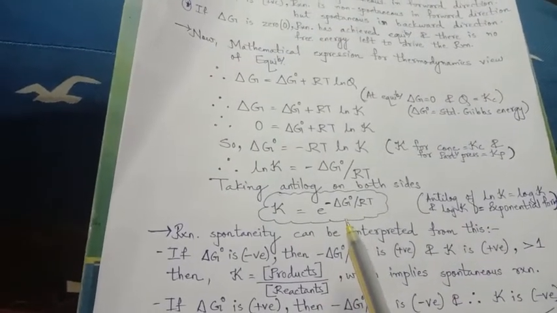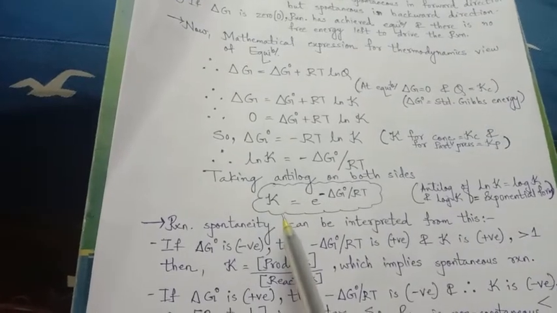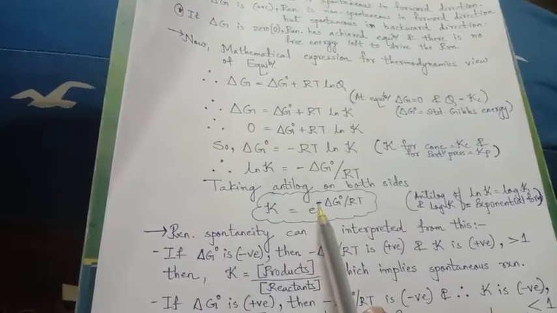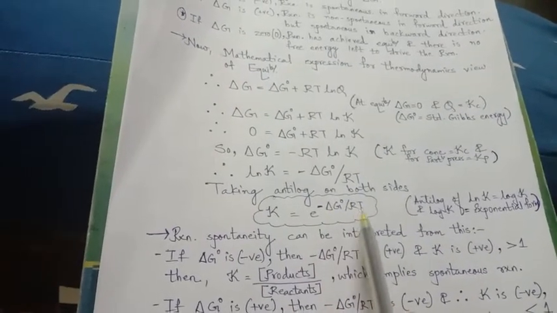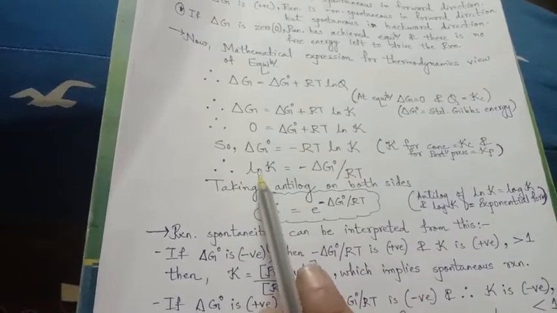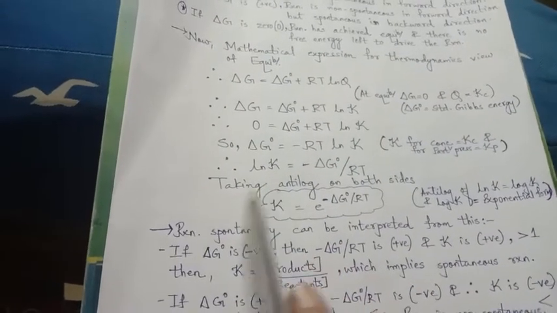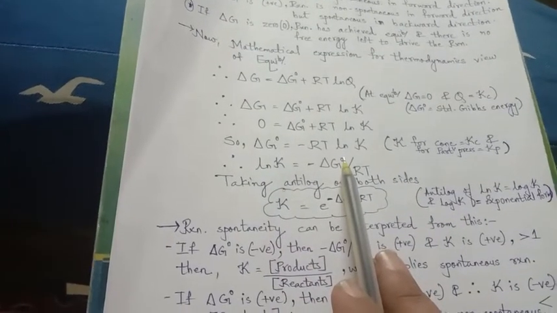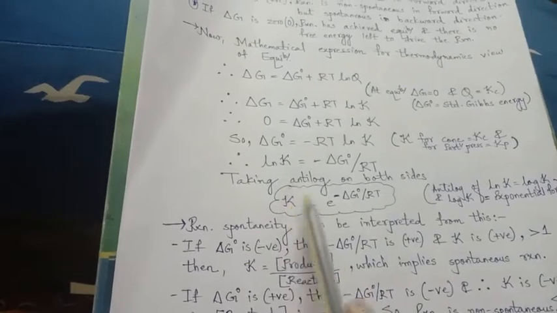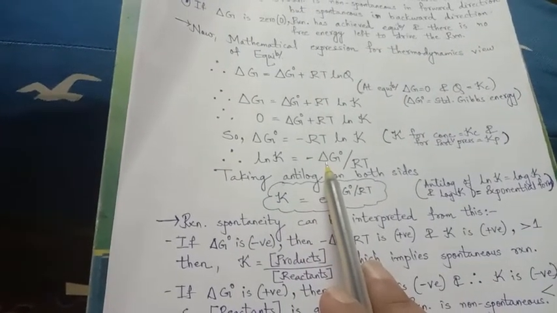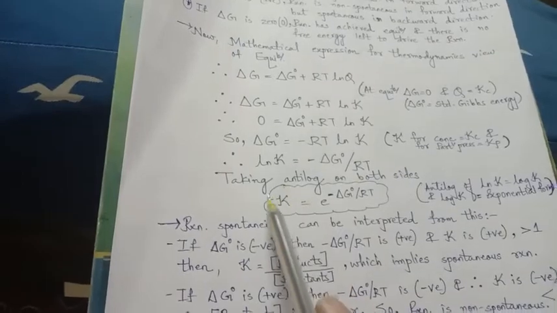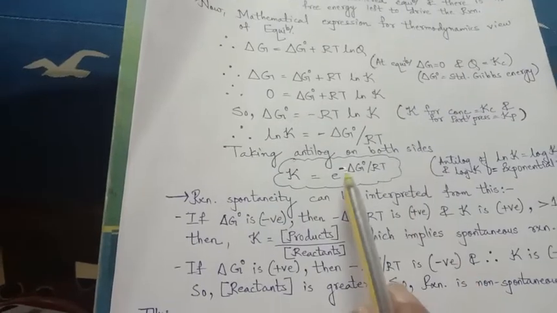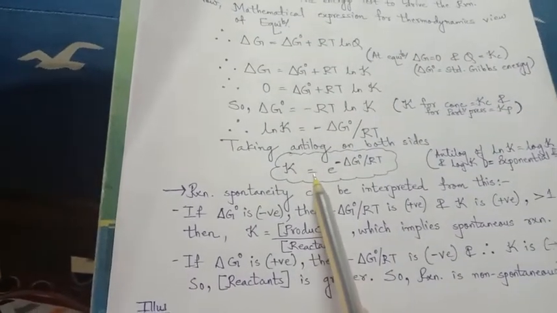So here also this log K is written in the exponential form as K is equal to e raised to minus delta G degree upon RT. So when natural logarithm is converted this way, it is a raised to x, where here e is the base and x is minus delta G degree upon RT. So this is the formula which will help you to calculate the equilibrium constant, right?